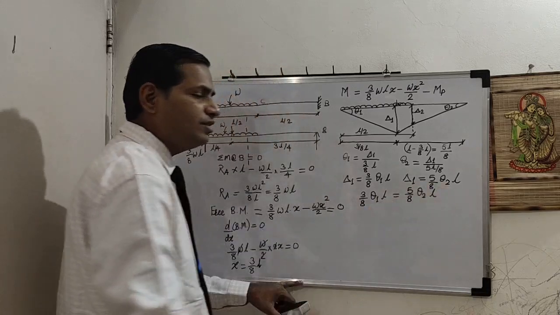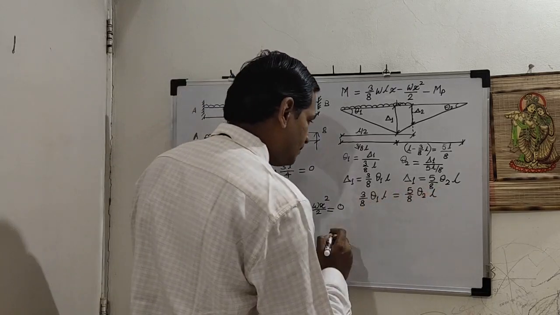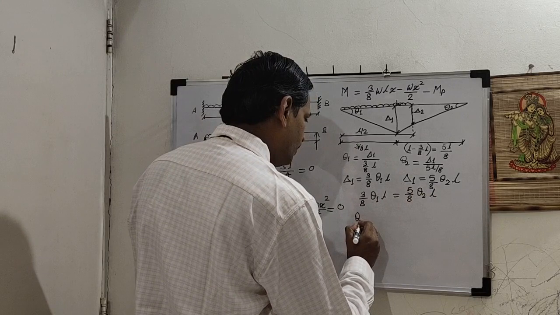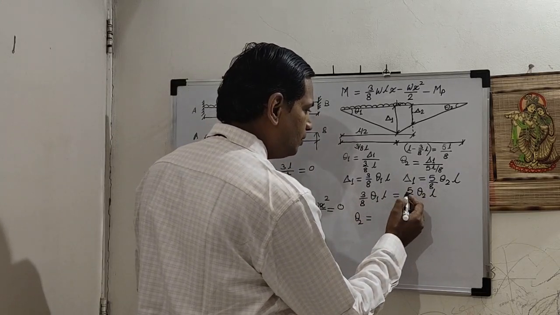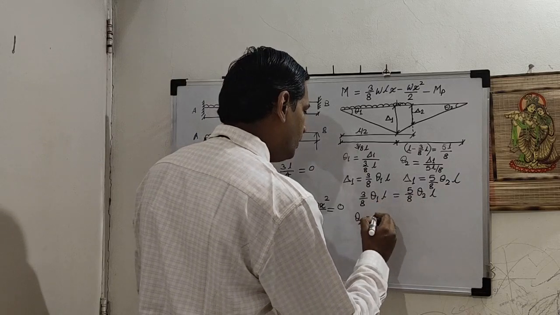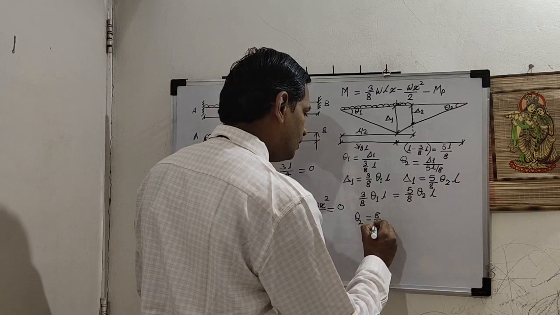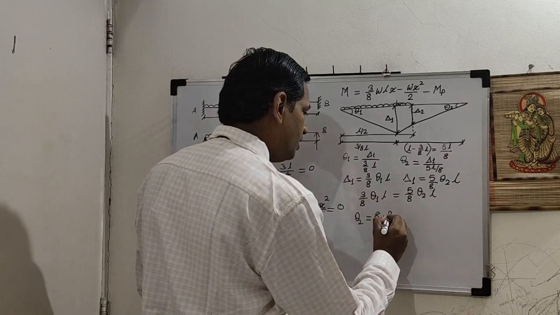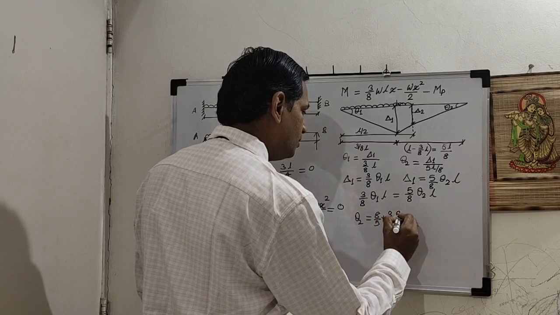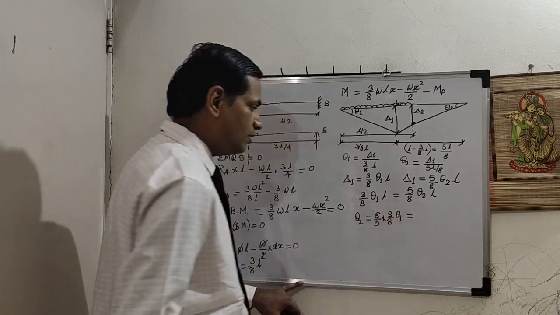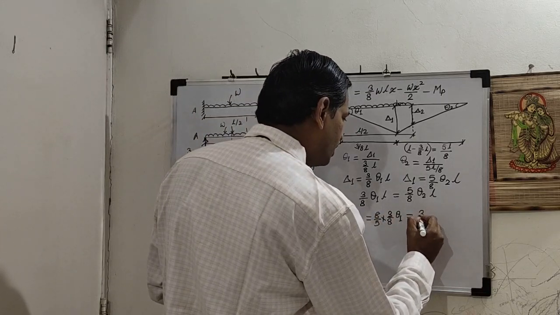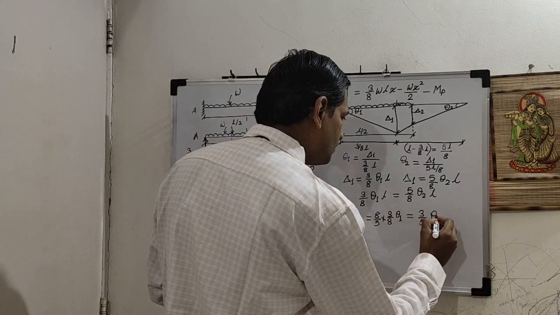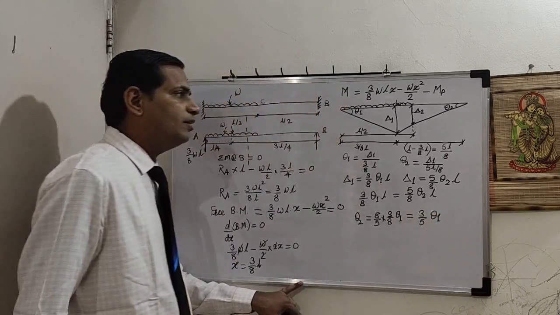So L gets cancelled from both the sides. So we will bring theta two in terms of theta one. So theta two is equal to, you bring this 5/8 here, it will become 8/5, into 3/8 times theta 1, correct? So this 8 gets cancelled. So theta 2 is 3/5 times theta 1.